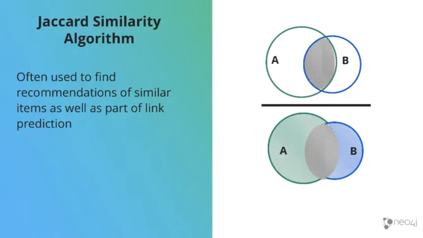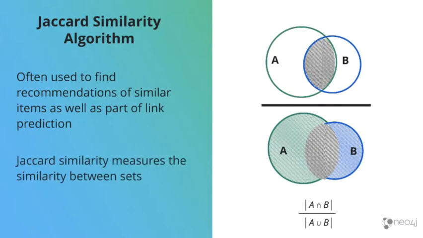The Jaccard similarity algorithm is often used to find recommendations for similar items, as well as part of predicting links. Jaccard provides a measure of similarity between sets, which could be two nodes and their attributes, or other types of sets as well. Mathematically, it's defined as the size of the intersection divided by the size of the union of two sets.